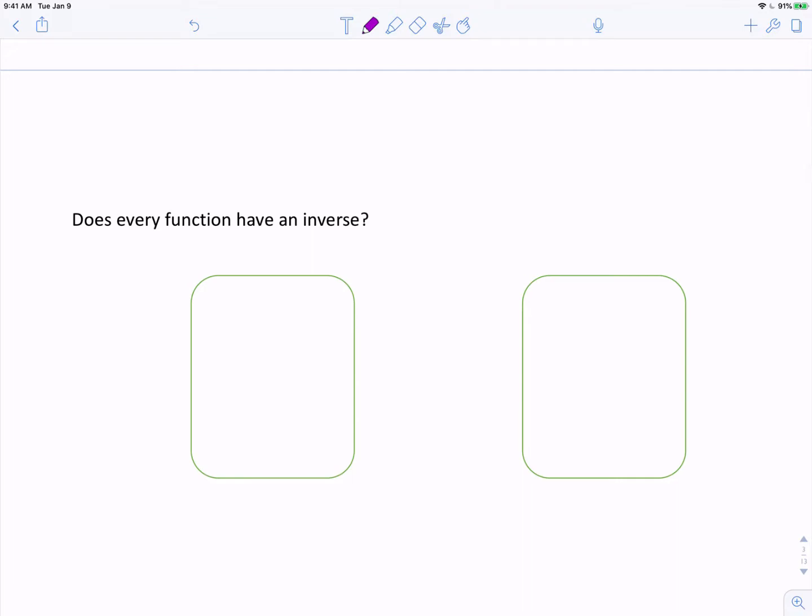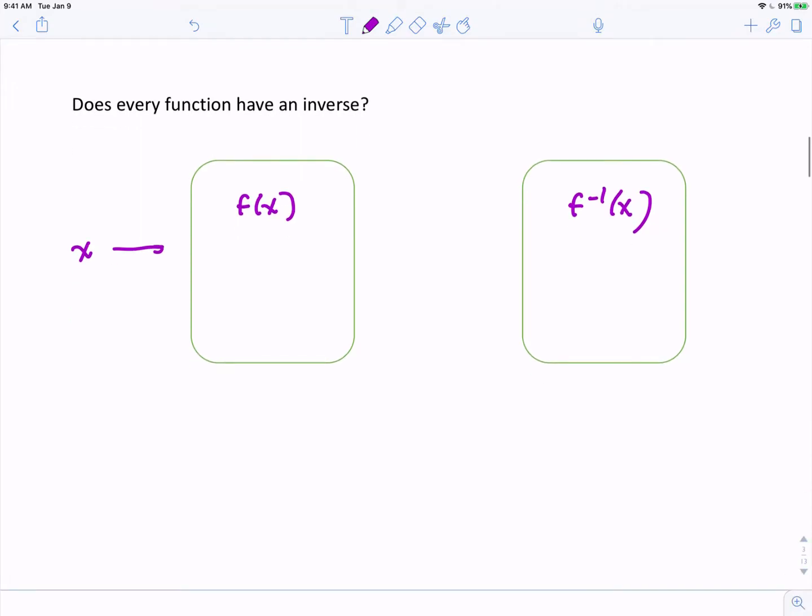Does every function have an inverse? Well, in order to ask if every function has an inverse, the question is, will there always be a way to undo a function? Is there ever a case where you would put in a number to an operation and then not be able to undo it? That's something that we're going to explore.